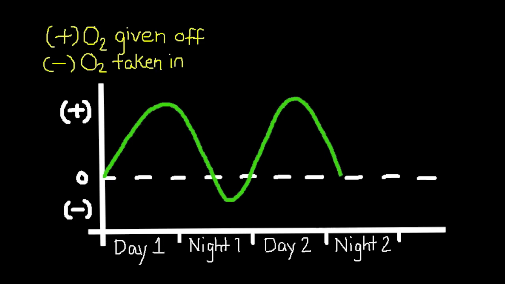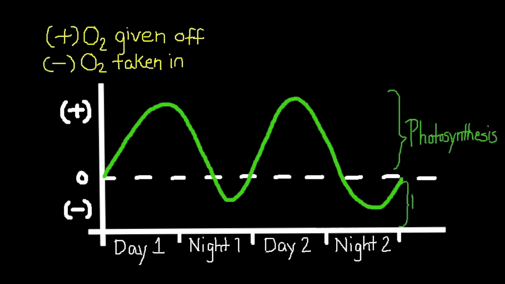And so in this graph, during the day, we can see there is net oxygen production as a result of photosynthesis taking place while there is light available. However, at night, when there is no light available, photosynthesis cannot take place, and therefore oxygen is now being taken in to sustain the rate of respiration.